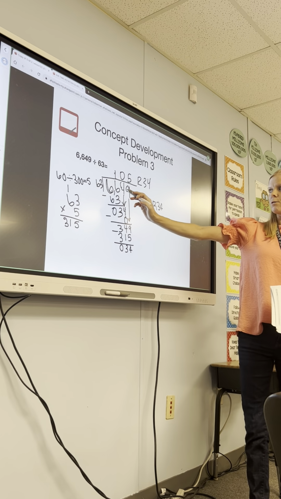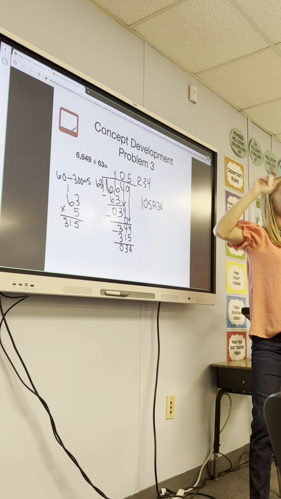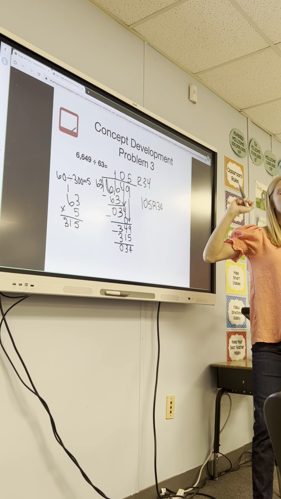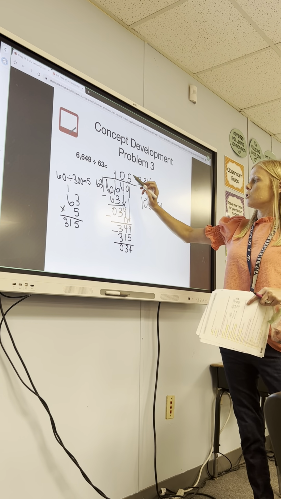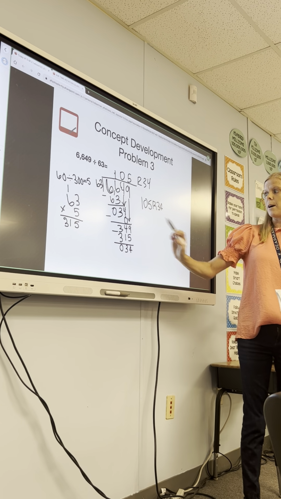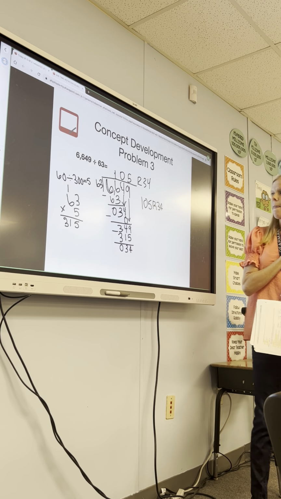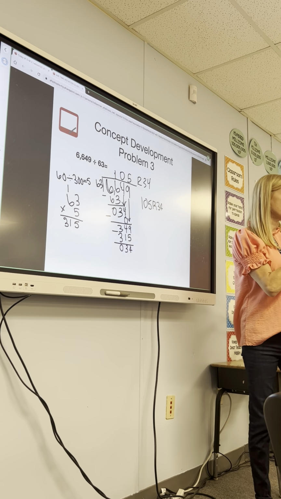So our place value, we're dealing with the 4 tens. So the 0, you have a question about the 4 tens? Okay. The 0 goes directly above the 4, and then we multiply. 63 times 0 is 0. And then you subtract. Yes? So how did you get the 5? Oh, I haven't made it to the 5 yet.